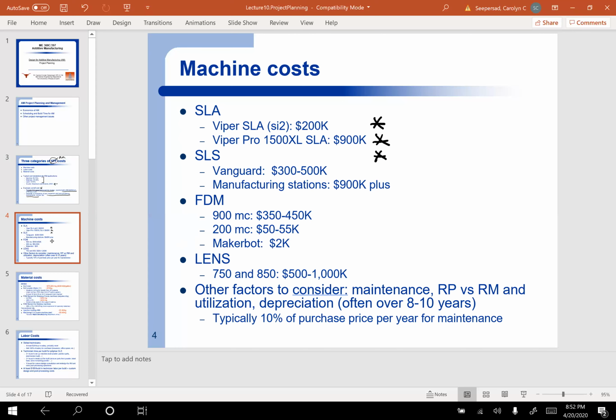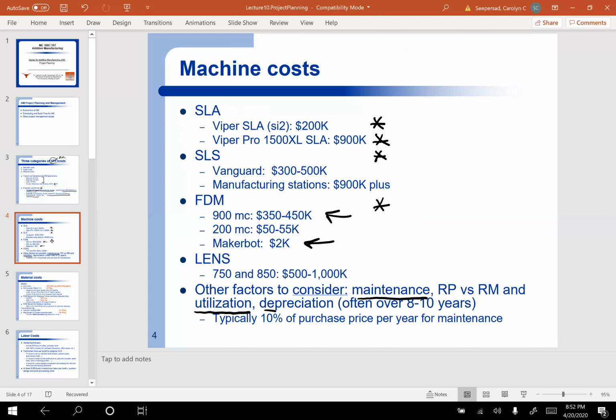FDM machines can be really inexpensive if we have a desktop type system. They can also run up to much more expensive systems if we have a large capacity and the capacity to build specialty materials like Ultem. LENS machines are expensive as well. The other factors to consider besides just the cost of the machine would be the maintenance costs. How much does it cost per year to maintain something? How much is it being utilized?